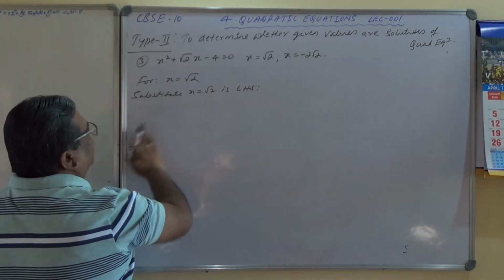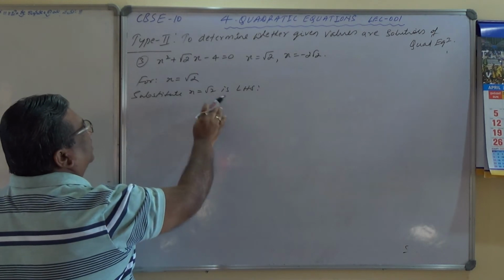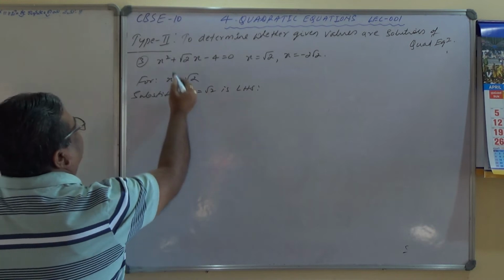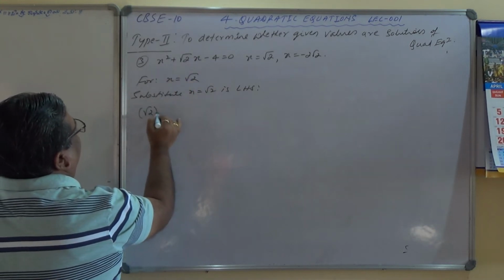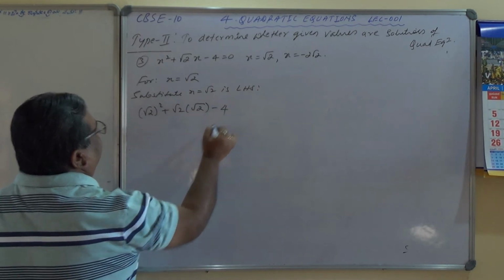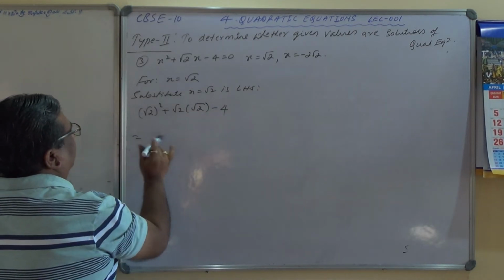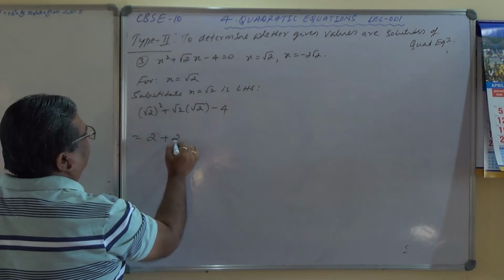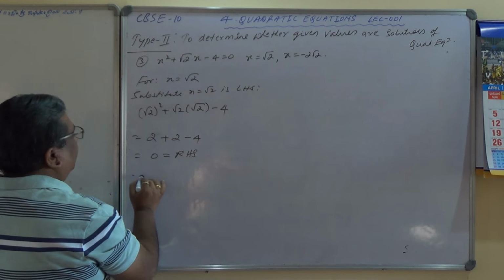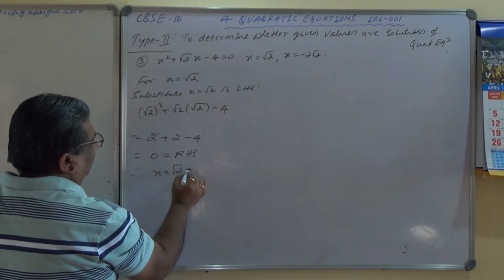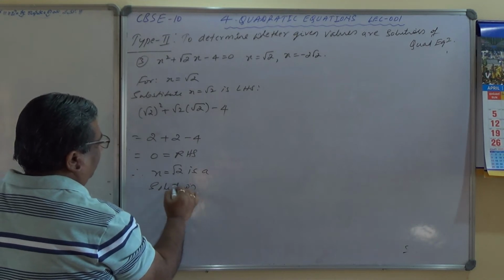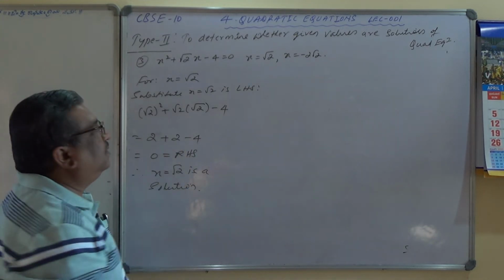No, we do one thing. Let us substitute only in LHS. We should not write 0 while substituting in LHS. So what is the LHS here? Root 2 the whole square plus root 2 times root 2 minus 4 equals 2 plus 2 minus 4, which is 0. I hope you have understood this. Next one.